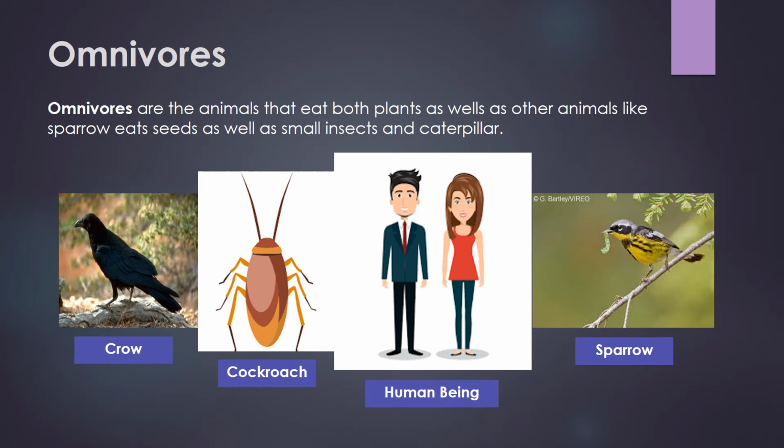The third category is omnivores. Omnivores are the animals that eat both animals as well as plants. Omni means both. Omni stands for both animals as well as plants. Like a sparrow eats seeds as well as small insects, caterpillars. So a sparrow is known as an omnivore because it feeds on both plants as well as animals. For example, crow, cockroach, and we all human beings feed on both plants as well as animals.